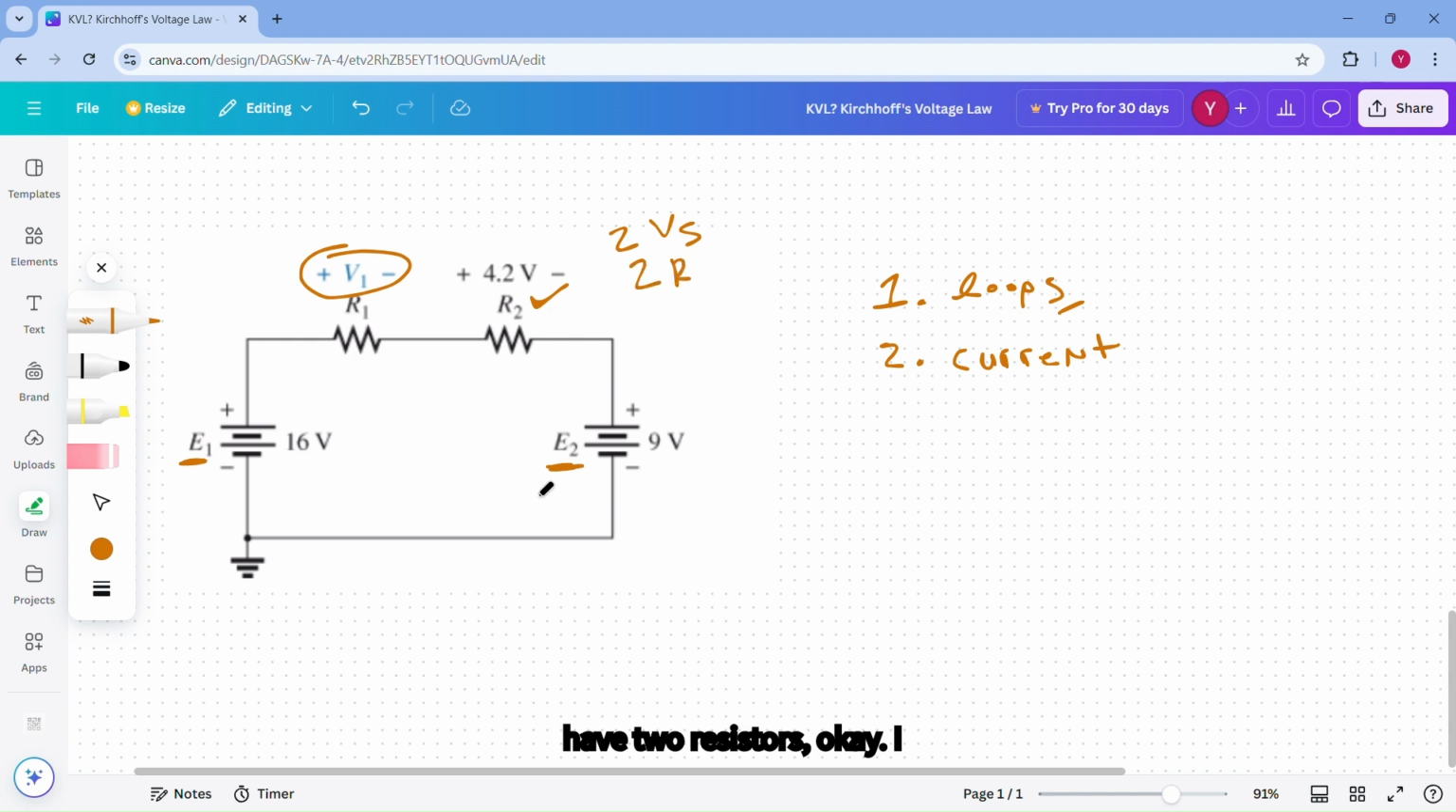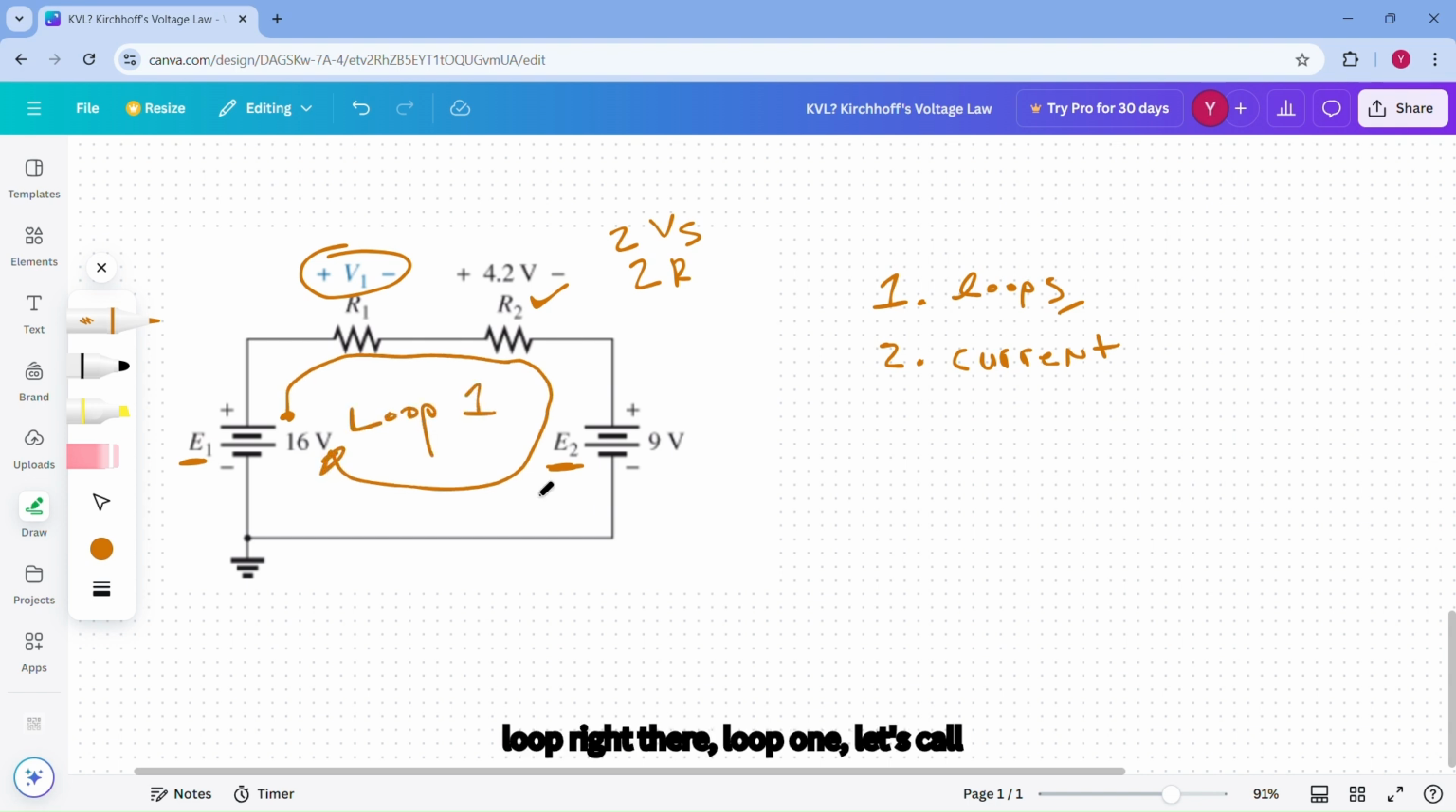Okay. I think I'm ready to start tackling this problem in terms of the loops and how many loops I have. Okay. Let's start at E1. Okay. If I go E1 to R1 to R2 to E2, I have one loop right there, loop 1, let's call it L1. In this case, this loop is in our entire circuit and it has all 4 components. Okay.